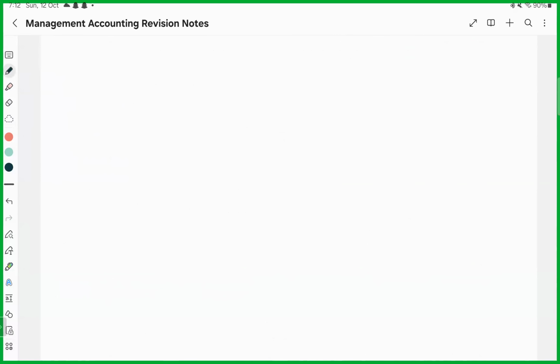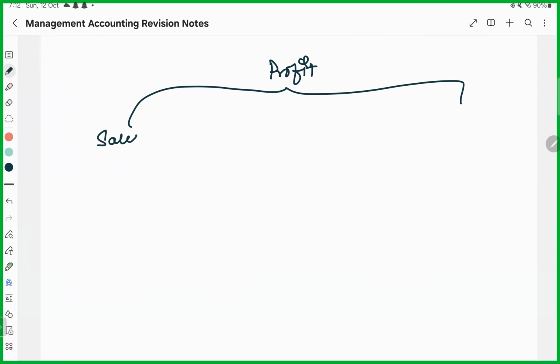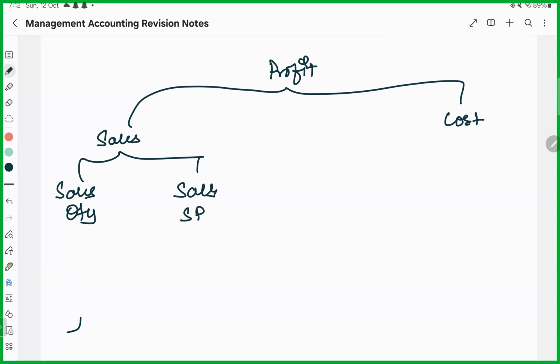So, the company decided that the company wants to earn a profit. Now, what can be the reason for the company not being able to achieve its desired profit? The profit can be affected either due to sales or due to cost. Now, what can be the reason for the difference in the sales? It can be the sales quantity, or it can be because of the sales rate, the selling price.